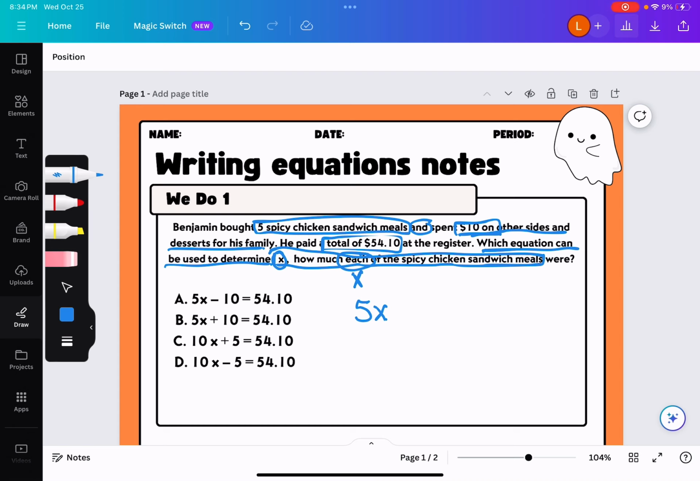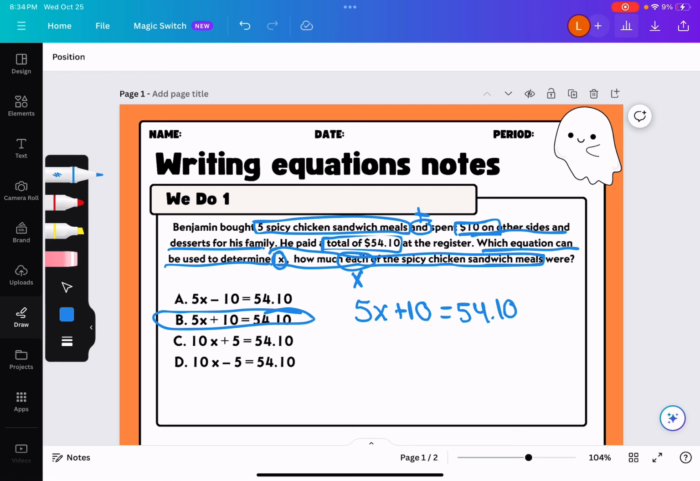And then if it says total of 54.10, is that going to go on the left side of the equal sign or behind the equal sign? That's correct. It's going to go behind the equal sign on the right, because that's our total, right? So that's what we want it to equal. And so it says and. What does our keyword and mean to do? Plus, okay, to add. And spent $10, so that means you're going to add $10. So do we have an equation that looks like that? Yes. B is our correct answer.